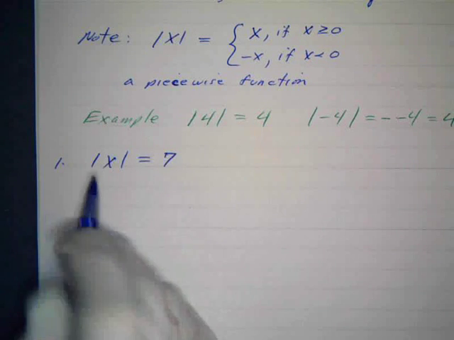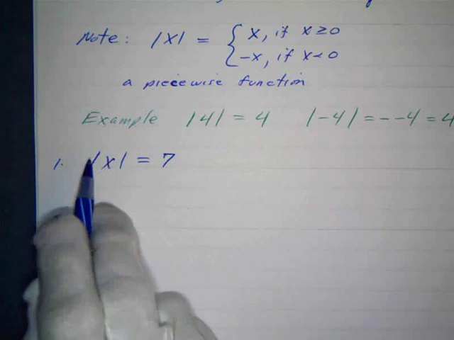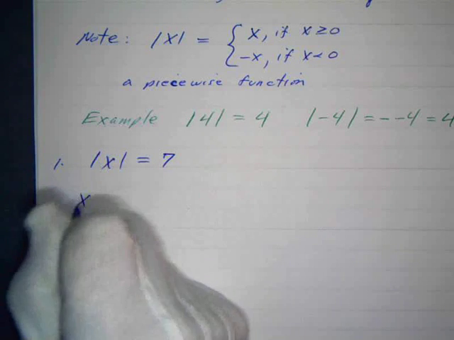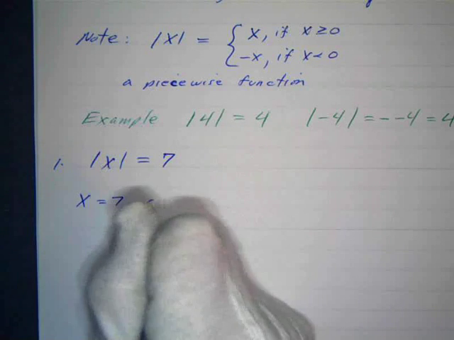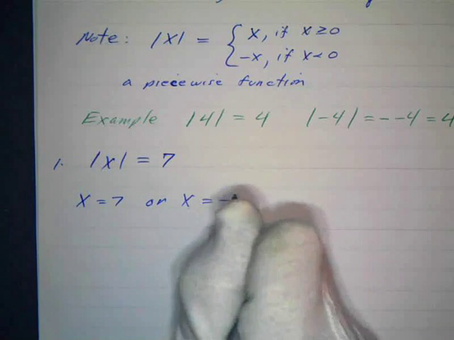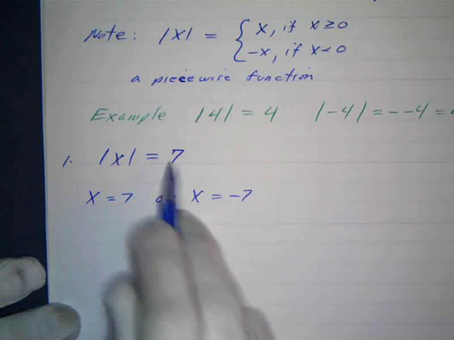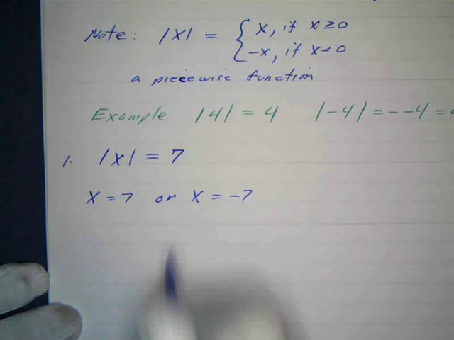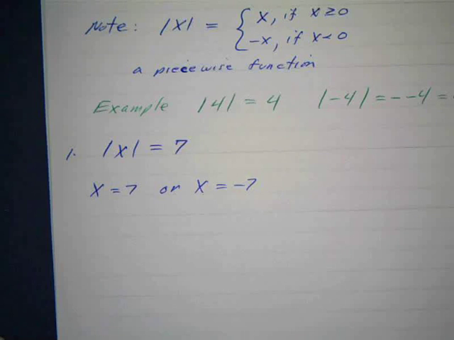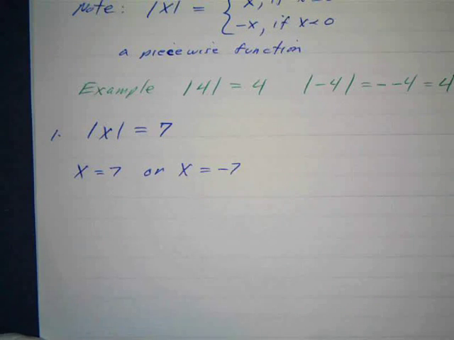So when we see something like this, in order to remove the absolute value bars, you need two equations. You can think of one equation for each bar. The first bar gives me this equation, x can equal 7, or this bar, x would equal negative 7. And you could check that. The absolute value of 7 is 7, and the absolute value of negative 7 is 7. So that's what you have. So when you have absolute value equations, you usually have two solutions. All right, so let's try another example.